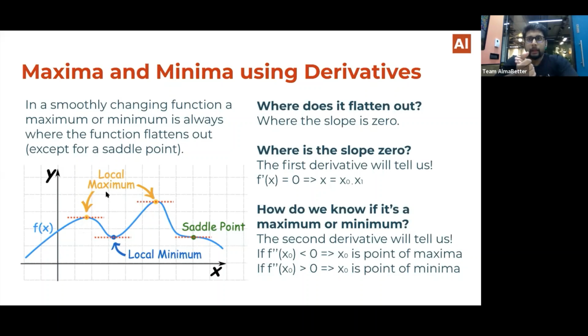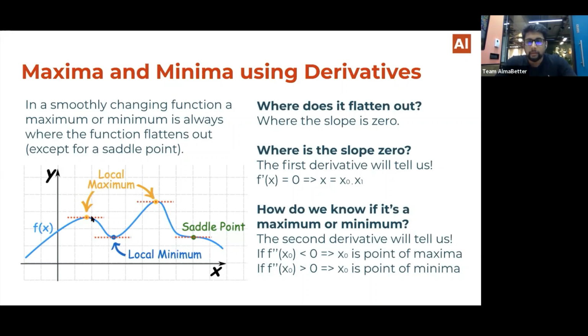And not every function will have a global maxima. If you consider a u-shaped parabola, in that case you will always have a global minima and not a global maxima. So every function has its own ups and downs. Every curve has its ups and downs.